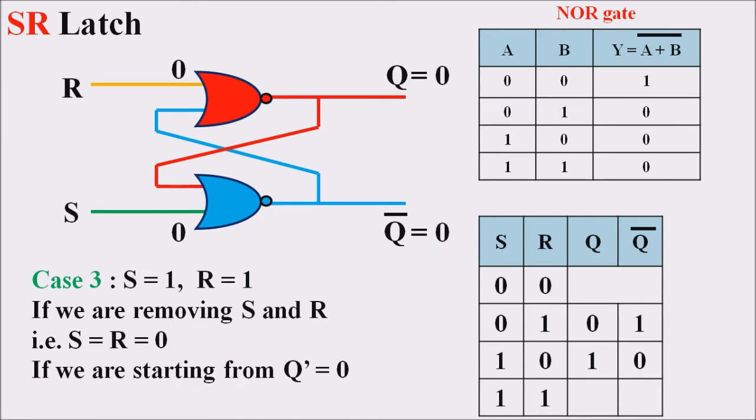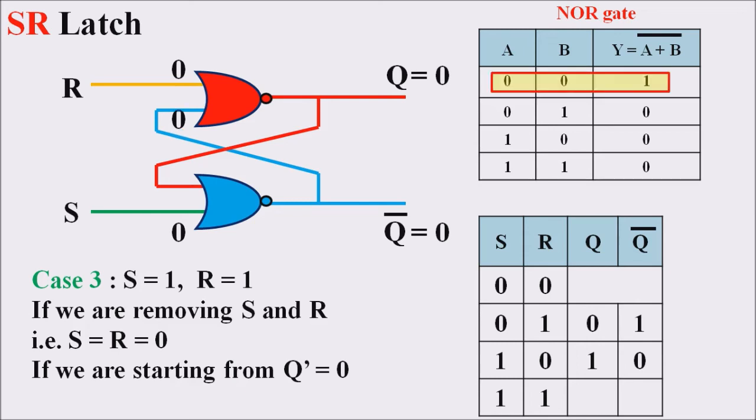But now let us discuss what will happen in the next condition. Previously we were discussing the case starting from Q equal to 0. Now let us discuss what will happen if we start from Q complement equal to 0, and this Q complement 0 value is given as the input to the first NOR gate.